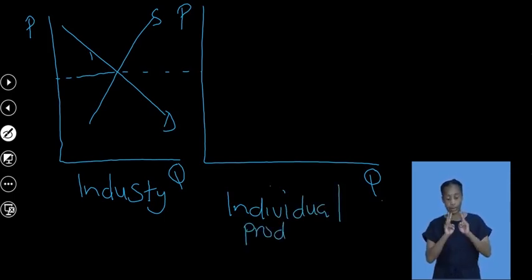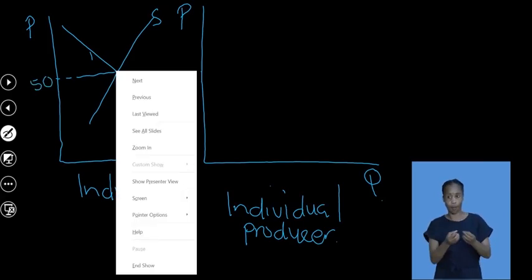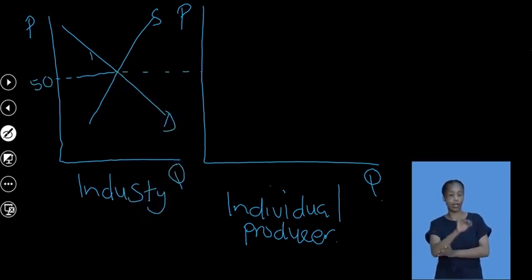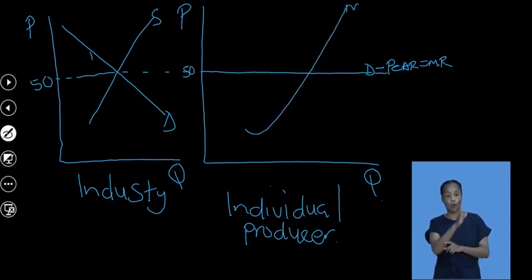Now let's just check. So this is where we were. This is our individual producer, and this is our industry. The forces of demand and supply had set our equilibrium price at 50, which means that this perfect competitor was selling its products at 50 as well. So our D equals P equals AR, also equals MR, was sitting at 50. Basically, I'm reconstructing the graph quickly.